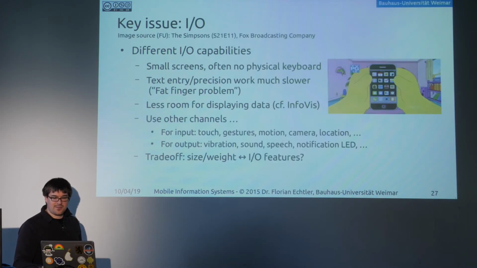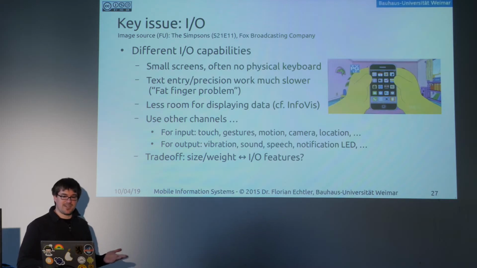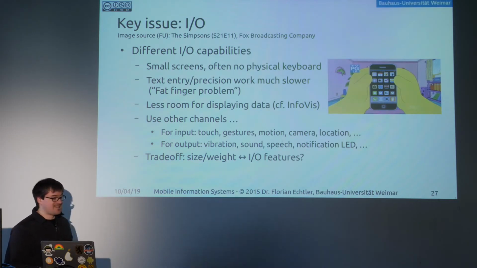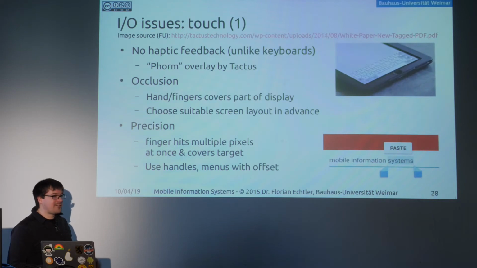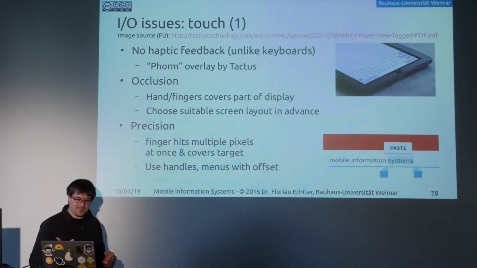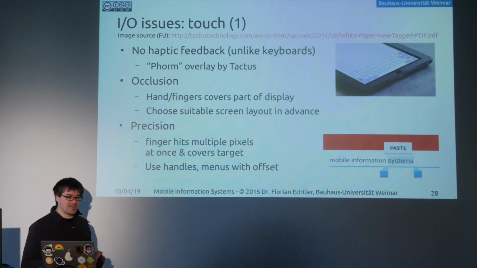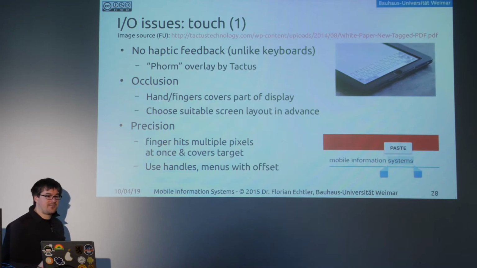So let's continue with another big issue I also want to give an overview on, which is I/O. We already talked about this last time, so let's look into the individual aspects in a little more detail. We already talked about that touch screens are less precise and less fast than a keyboard, for example, because you don't have tactile feedback.